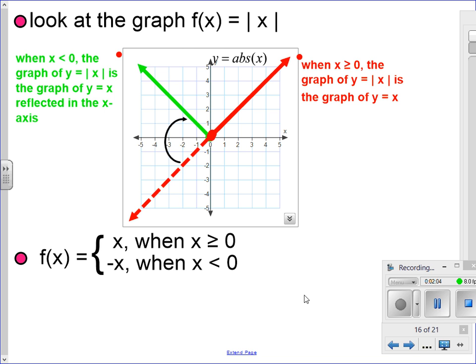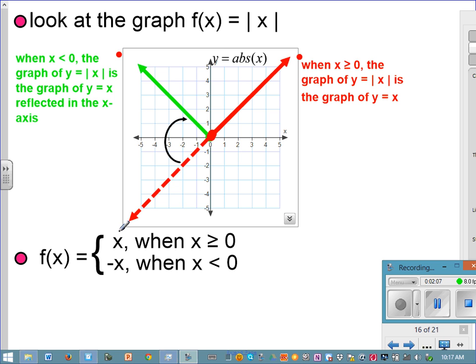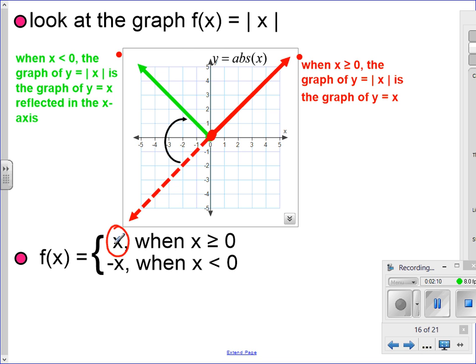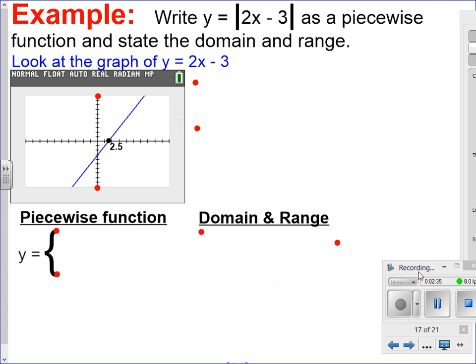So here are my two pieces. I have the positive piece where f of x equals x when x is greater than or equal to 0. But then I have that negative piece where this graph here, y equals x, is reflected in the x-axis to become y equals negative x. So that's why it's negative x when x is less than 0. So those are the two pieces of the piecewise function y equals the absolute value of x. So let's take that into an example, the absolute value of 2x minus 3.